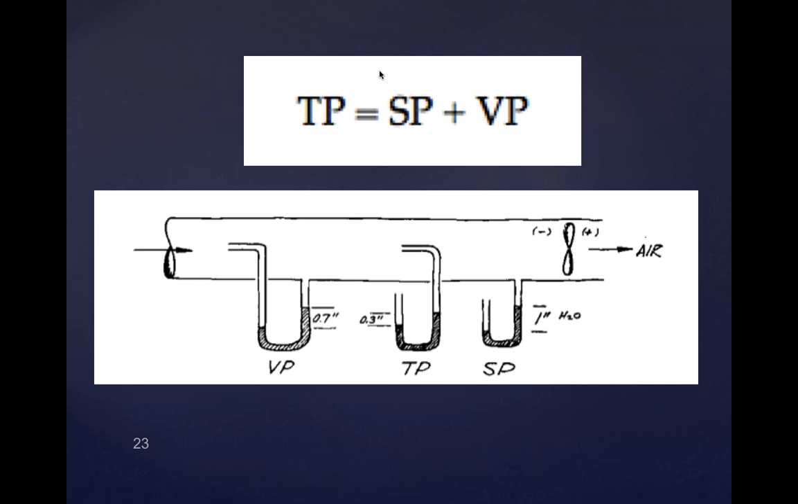Negative 0.3 is equal to negative 1 plus, what does that velocity pressure have to be to make that equality? 0.7. It's got to be a positive number, right? Because you want that -1 to be negative 0.3. It's going to be a plus 0.7.